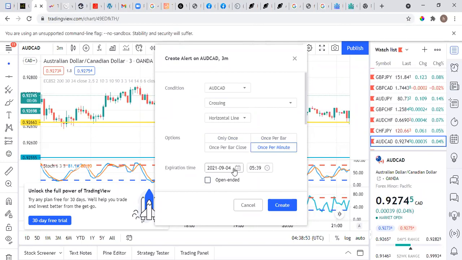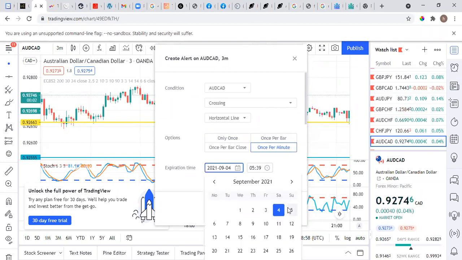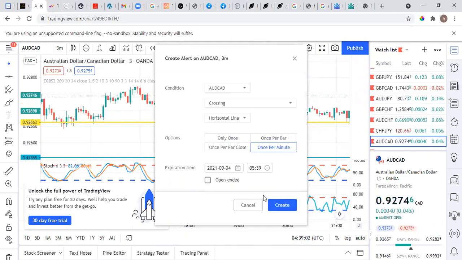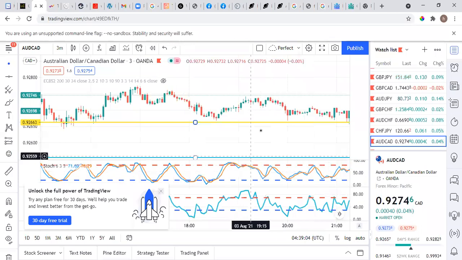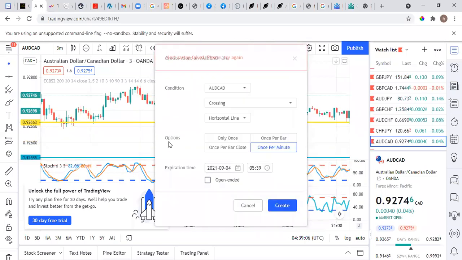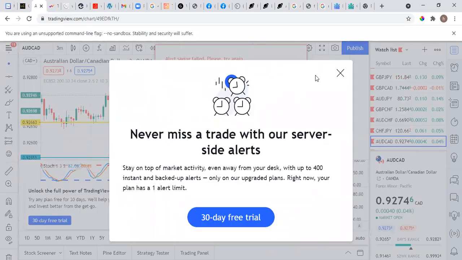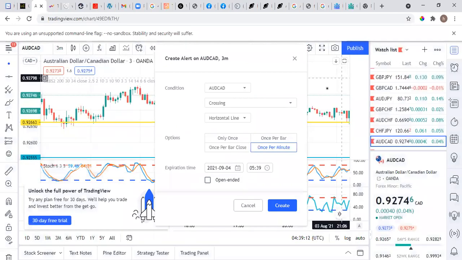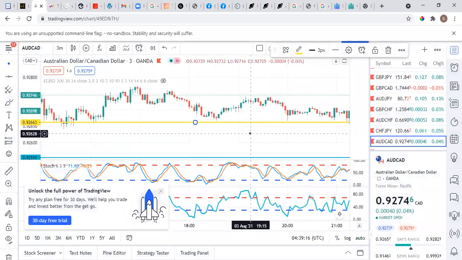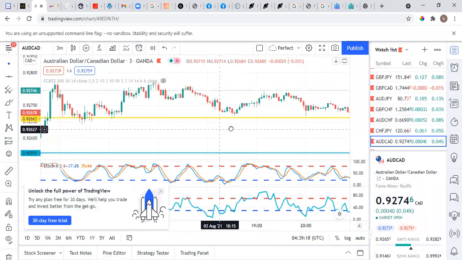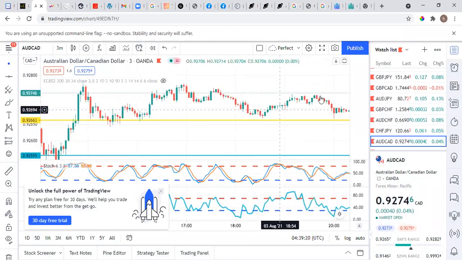Then you choose the expiration time, maybe until a particular period. This September, okay. Let me just leave it and create the alarm. Okay, the notification. Do you understand? I've set one. That's one of the limitations of having a free account. I've set one alarm already, so I think I can only create one alarm at a time. I just wanted to show you as an example.